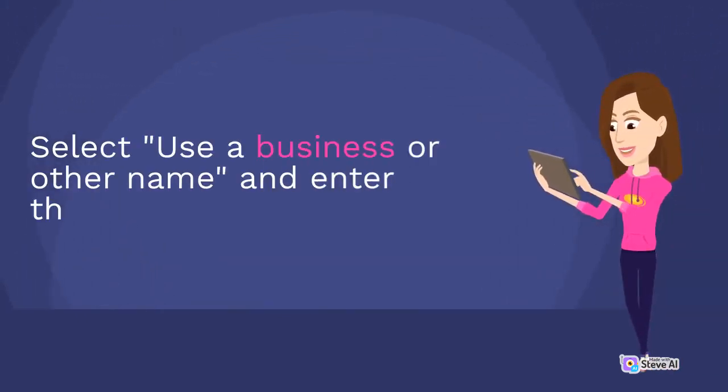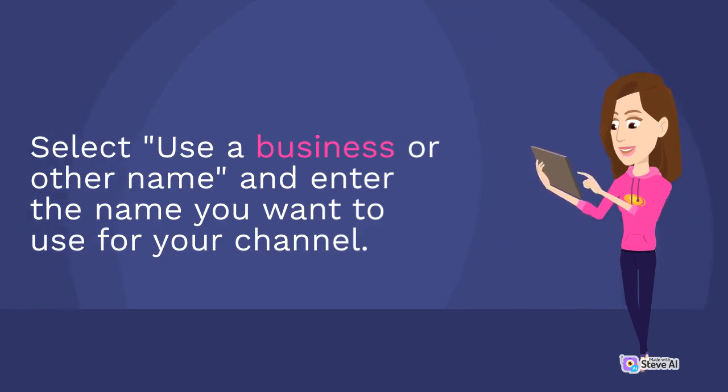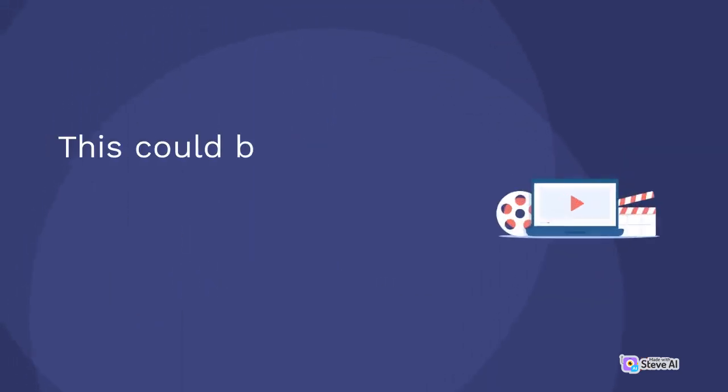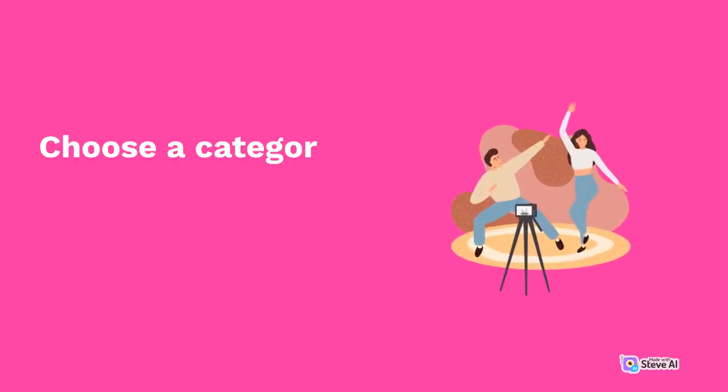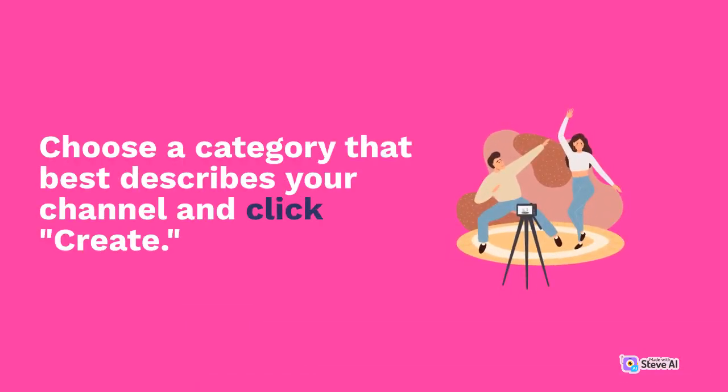Select Use a Business or Other Name and enter the name you want to use for your channel. This could be your name or a name that reflects your personal brand. Choose a category that best describes your channel and click Create.